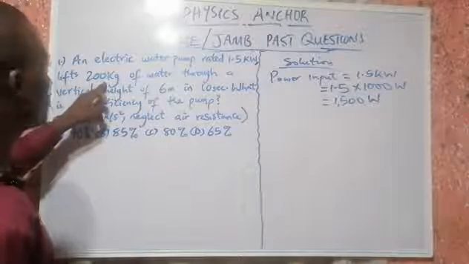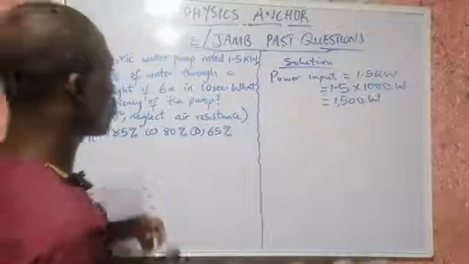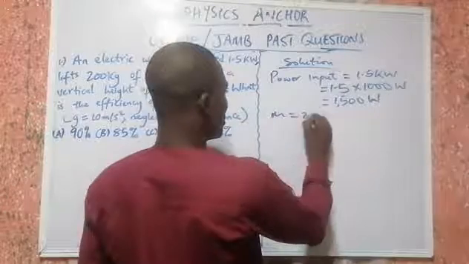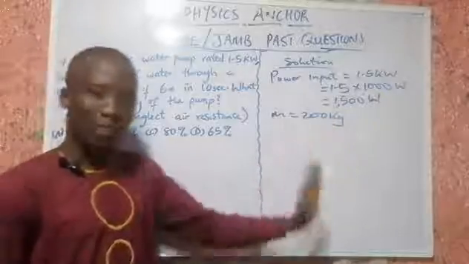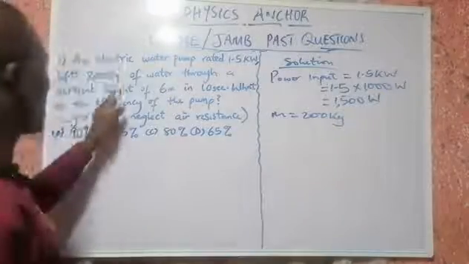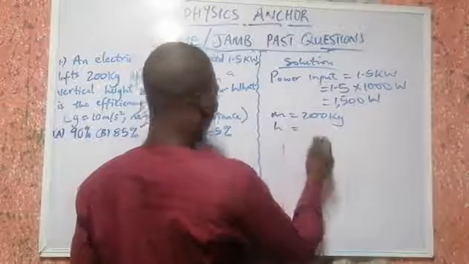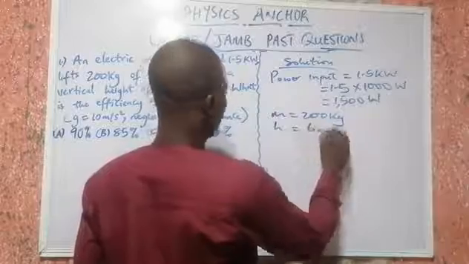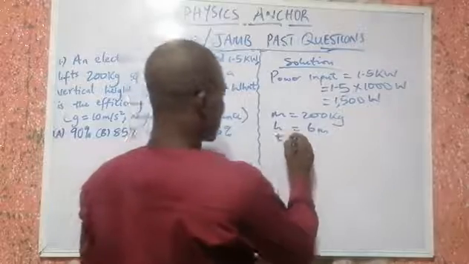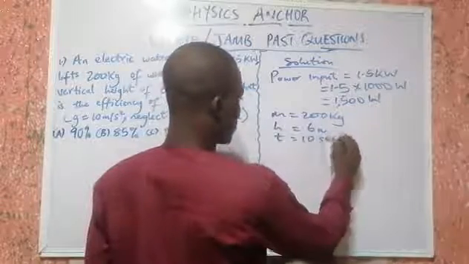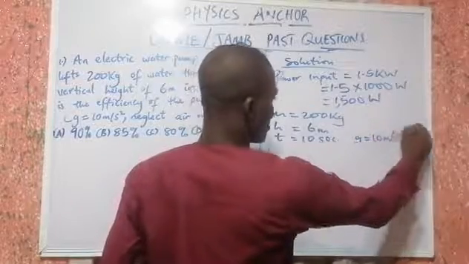So our power output is the work that the pump is doing. The pump is lifting the water of 200 kilograms. So the mass of the water is 200 kilograms, and that is the SI unit for mass, so we don't have to do any conversion. And the height is 6 meters. The time is 10 seconds, and they have given us g equals 10 meters per second square.